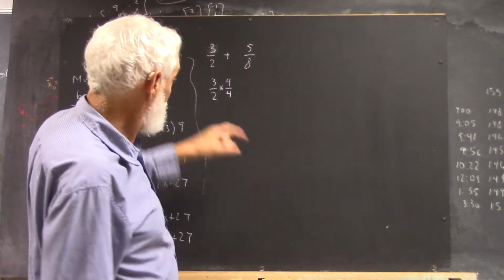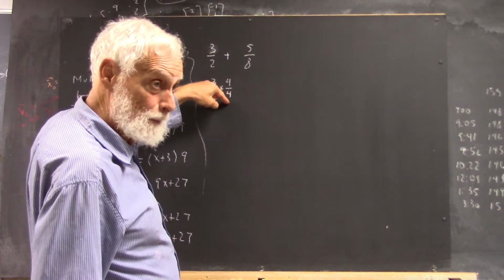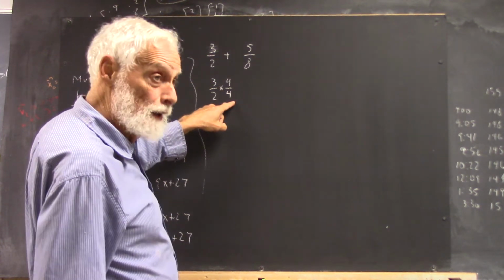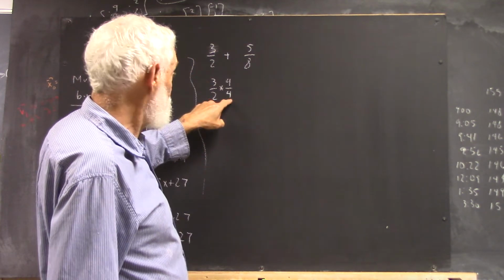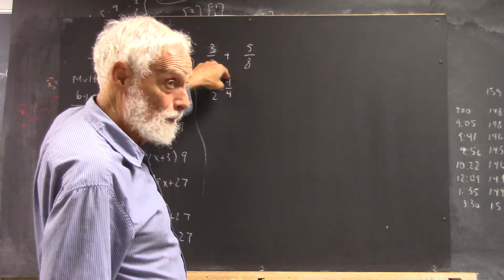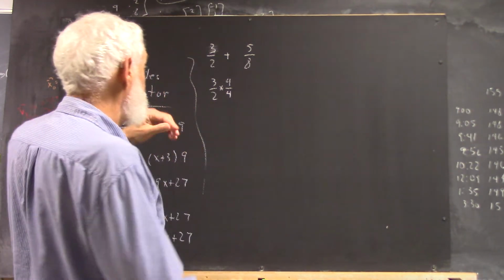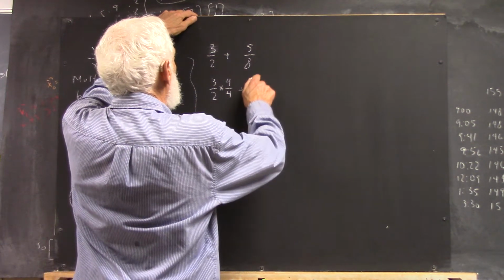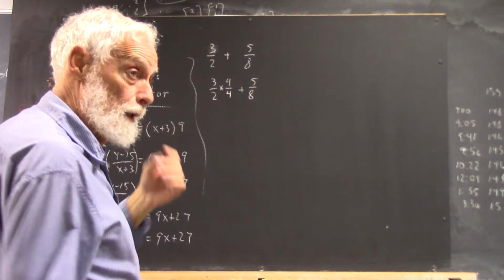But that means any numerator, as long as the denominator and the numerator are equal, right? And of course I'm looking at the denominator. I want a denominator that makes 2 and 8, right? I've got to multiply the numerator by that same thing or I've changed the value. And then 5 over 8 is just fine. We don't have to do anything with that.